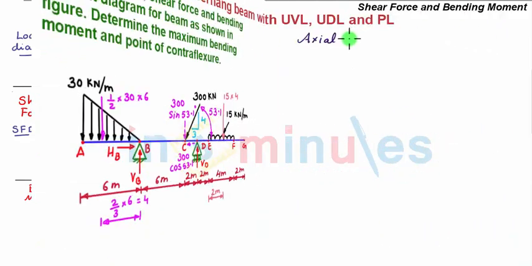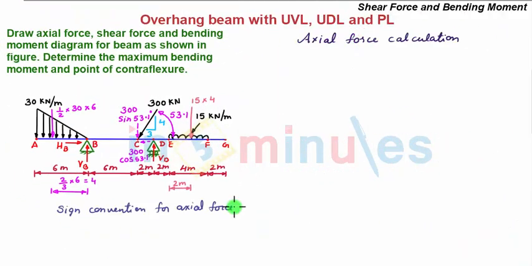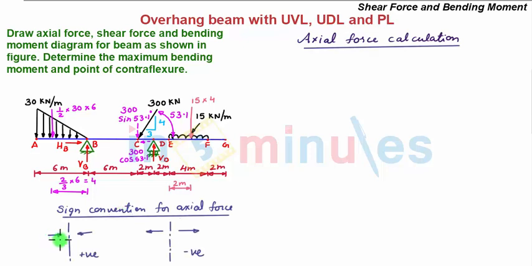Next we draw the axial force calculation. Now, the sign convention for axial force is: on the left hand side of the section, a rightward force, and on the right hand side of the section, a leftward force, is positive, whereas on the left hand side of the section, a leftward force, and on the right hand side of the section, a rightward force, is considered as negative.